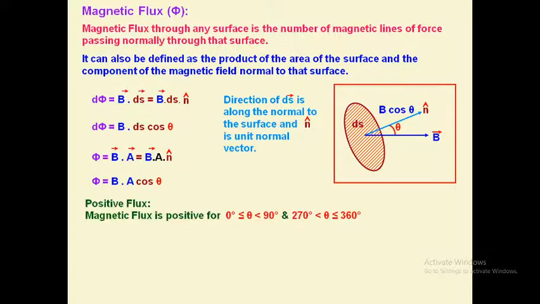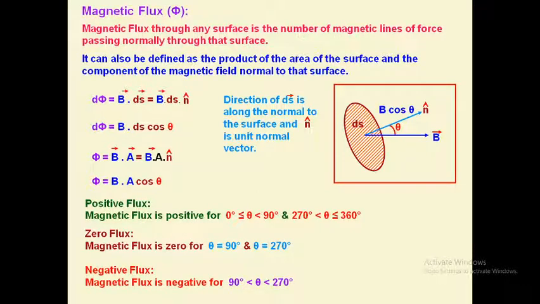And from trigonometry you know that if the angle is between 0 to 90, that is in first quadrant, or 270 to 360, that is fourth quadrant, in first and fourth quadrant cos theta is positive, so will be the flux. While if the angle is 90 or 270, then the value of cos 90 or 270 is 0, so flux will also be 0. If the angle lies in second or third quadrant, that is if it is between 90 degree to 270 degree, in that case the magnetic flux is negative.